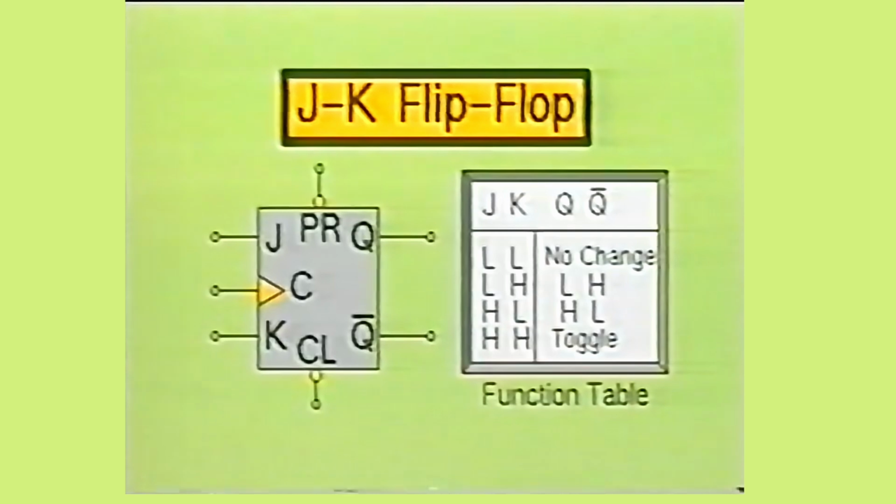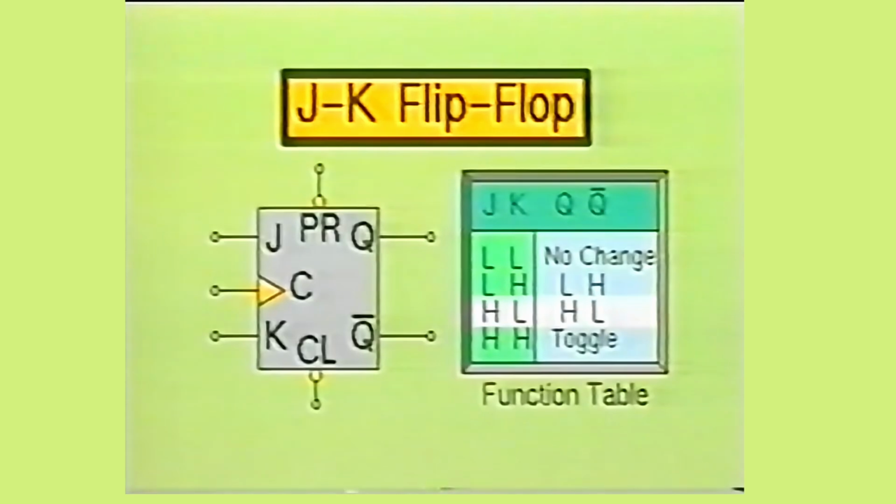Also notice that a function table is given with the flip-flop symbol. Let's take a moment to examine this function table. When both inputs J and K are low, the flip-flop will remember its present state and the outputs will not change with the next clock pulse. Now suppose input J remains low and input K swings high. The flip-flop is then instructed to reset output Q to a low state on the next clock pulse and set not Q to a high.